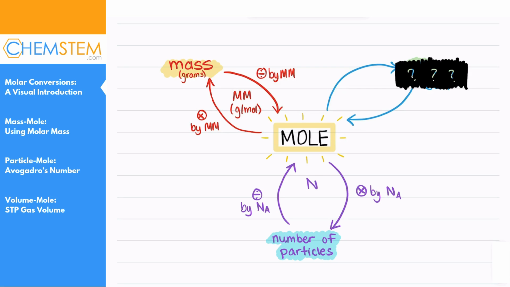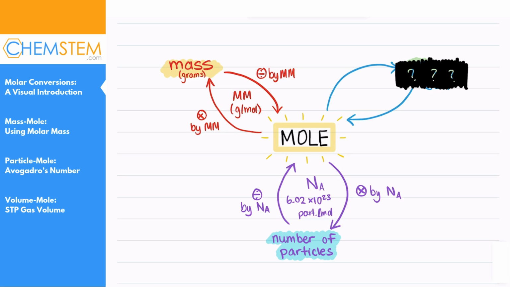That means that Avogadro's number is the key to unlocking this bridge between moles and number of particles. And Avogadro's number specifically is 6.02 times 10 to the 23rd particles per mole. So we see here that the units also contain both particle number and moles.